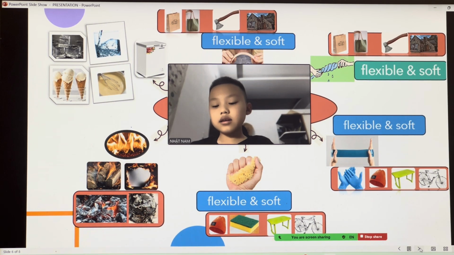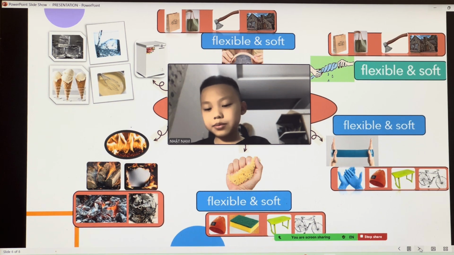Third, what is the third way we can change the material? We can stretch some flexible and soft material, for example, the gloves and the hat, because they are made of flexible and soft material. But we cannot stretch some material, for example, the table and the bag, because they are made of hard and rigid material.